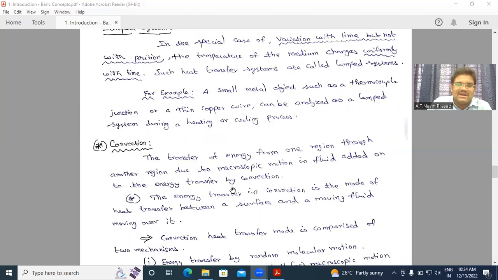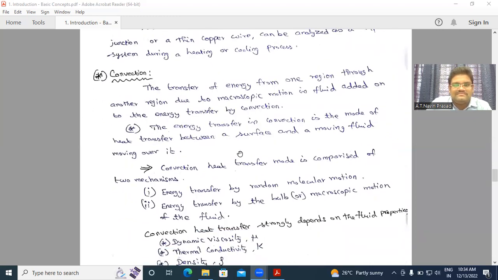So next thing is convection. Convection is nothing but heat transfer between two different mediums, for example, solid to liquid, liquid to gas, or gas to solid. The rate of transfer of energy from one region to another region due to the macroscopic motion in a fluid is added to the energy transfer by convection. So the energy transfer in convection happens due to the heat transfer between a surface and a fluid moving over it.